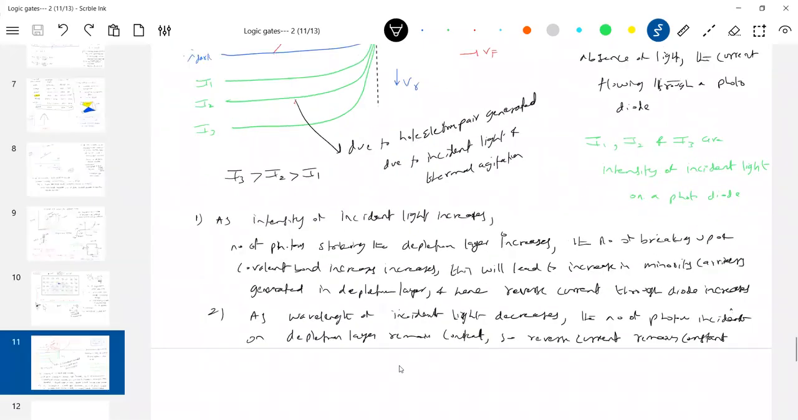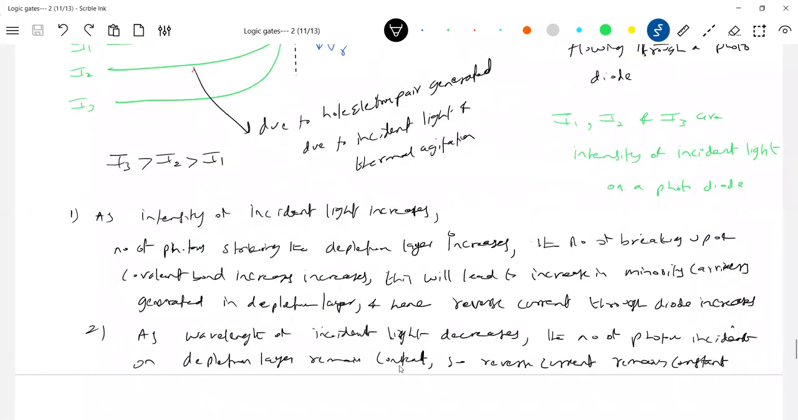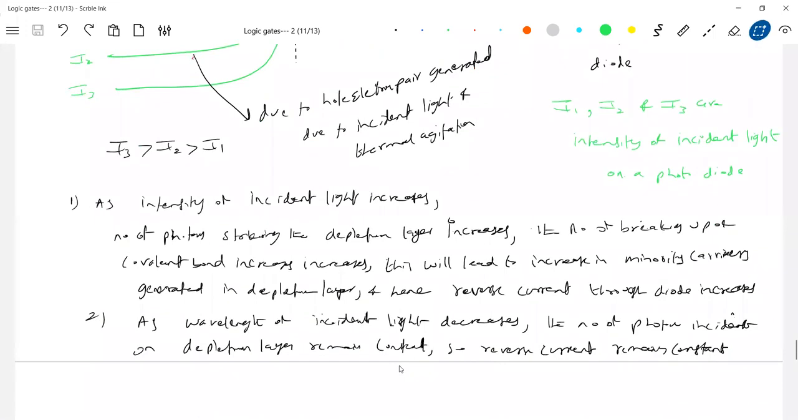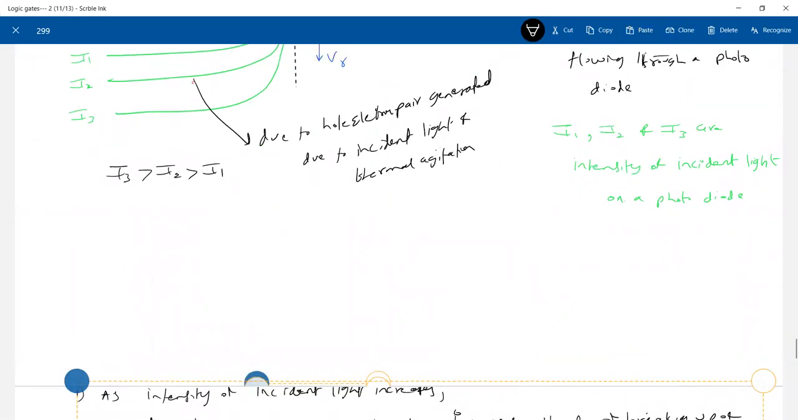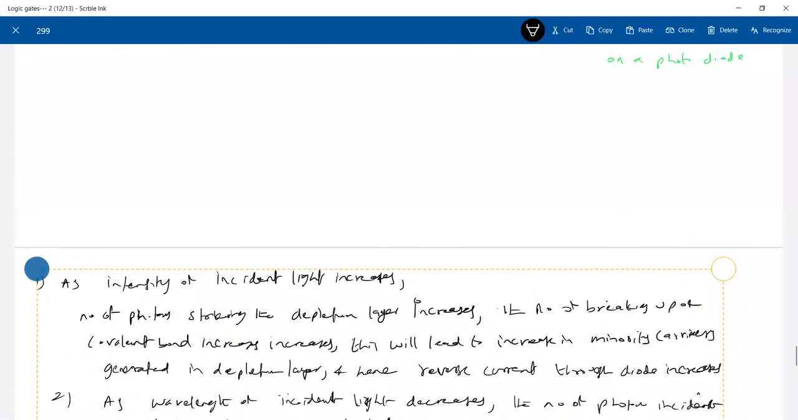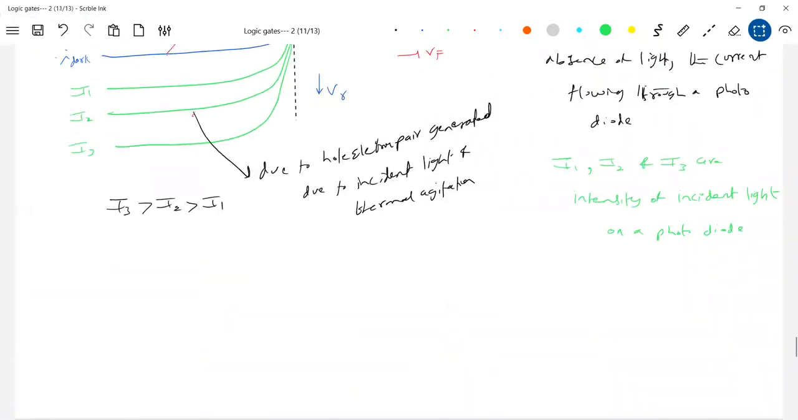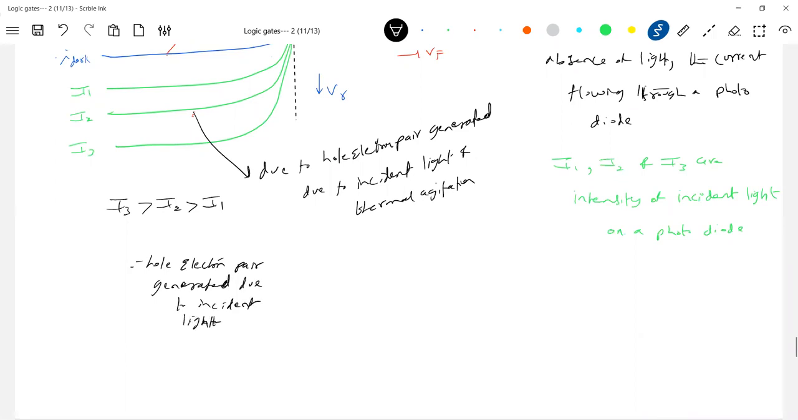So what is the reason I should give now? I'll copy this part to the lower one so that we'll get a space. Due to all electron pair generated due to incident energy and thermal agitation. Now, which will be greater? The all electron pair generated due to incident light.